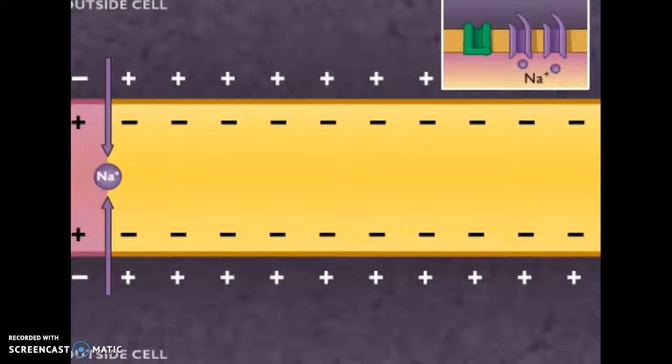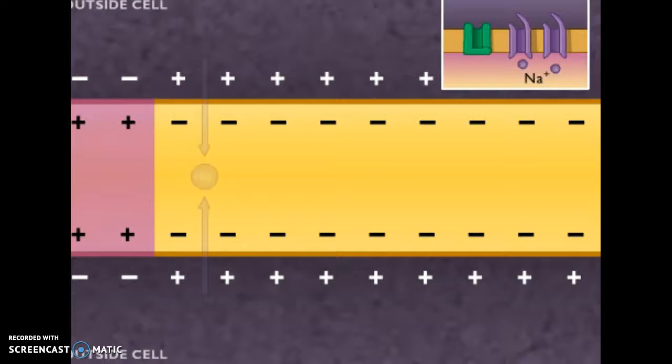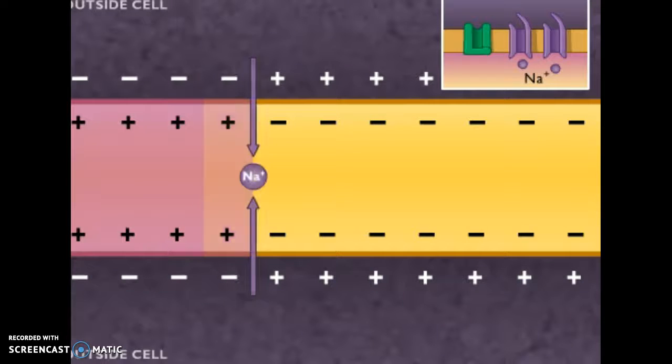This causes the inside of the cell to become less negative than the outside of the cell, which is called depolarization. The action potential is when the sodium channels open up and move depolarization along the membrane.